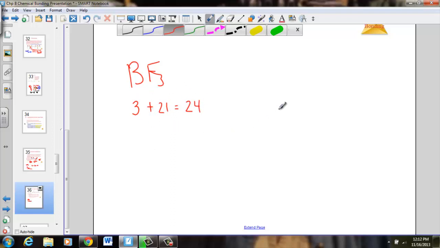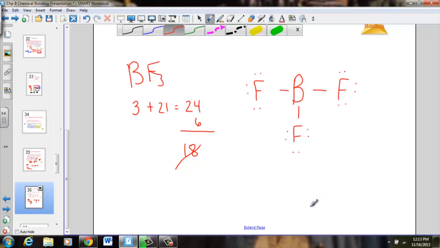24 dots, no more, no less. The least electronegative goes in the center, and we attach back to it. And how many have we used so far by creating this structure? We've used 2, 4, 6. That leaves us 18 dots. 1, 2, 3, 4, 5, 6, 7, 8, 9, 10, 11, 12, 13, 14, 15, 16, 17, 18. No dots left.